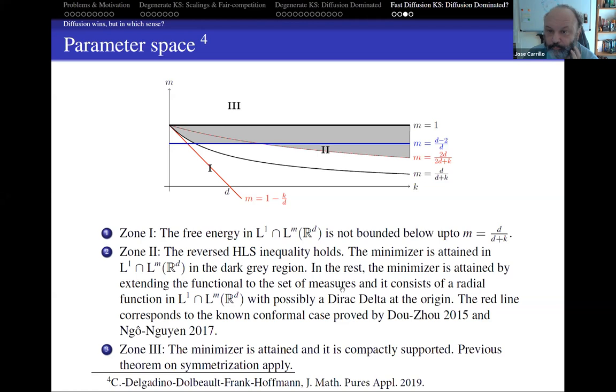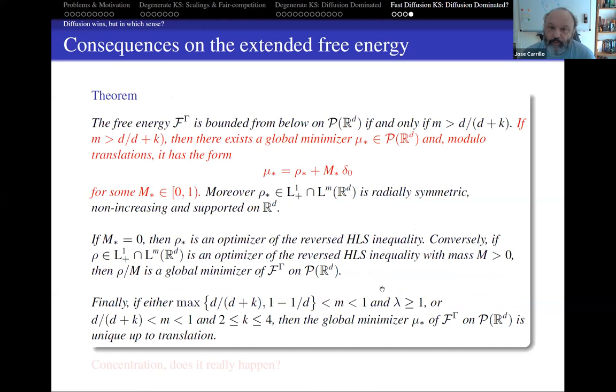So just to be more precise on what I said before, and to write it in terms of the free energy, the free energy is bounded from below on the set of probability measures if and only if we are in the zone 2, m less than 1, and if, moreover, we can say that there is a global minimizer, that it has to be of that form, but the mass of the possibly Dirac at 0 can be 0. We don't know a full characterization of where it can be 0 or not, but it's 0 in the dark gray zone that I was showing you before. That is the region determined by all of these conditions here.